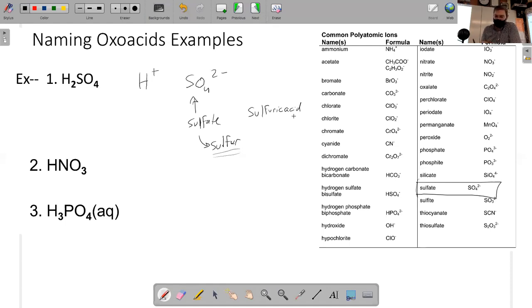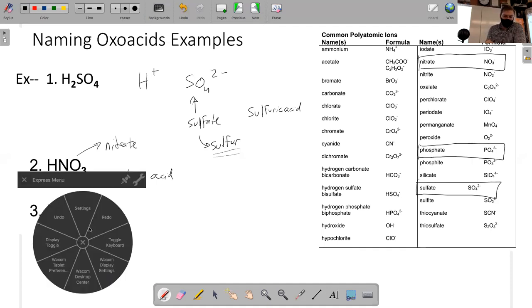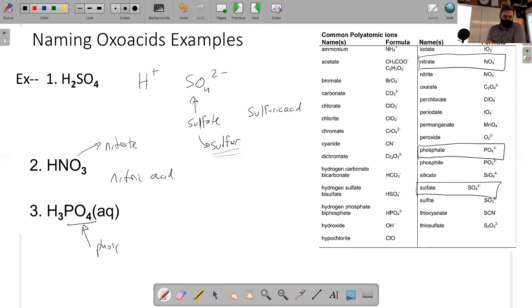I guess I already just kind of did nitric for nitrate, but this NO3 is the nitrate. So it was nitric acid. H3PO4, when you look on here for PO4, that's the phosphate. This was from the phosphate anion. Ate changes to ic, but phosphate's another exception. If you were to change ate to ic, it would look like phosphic acid, and that's kind of weird.